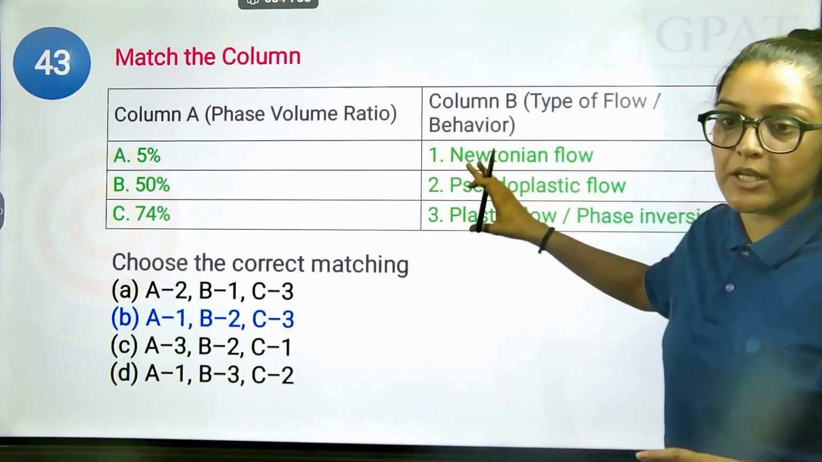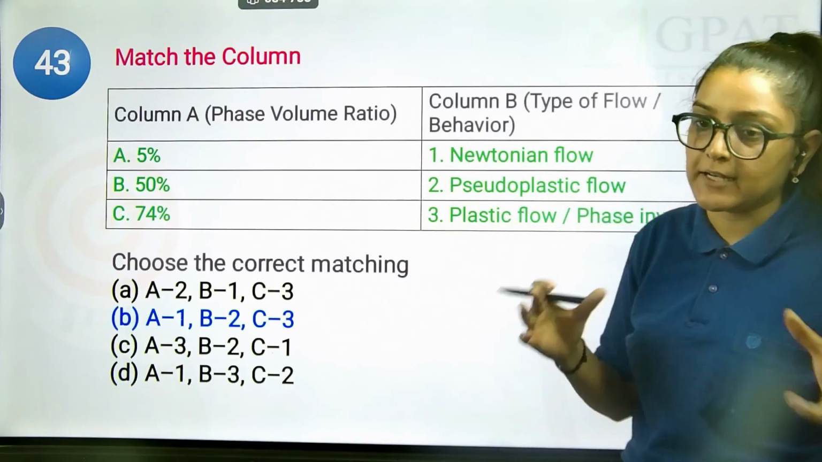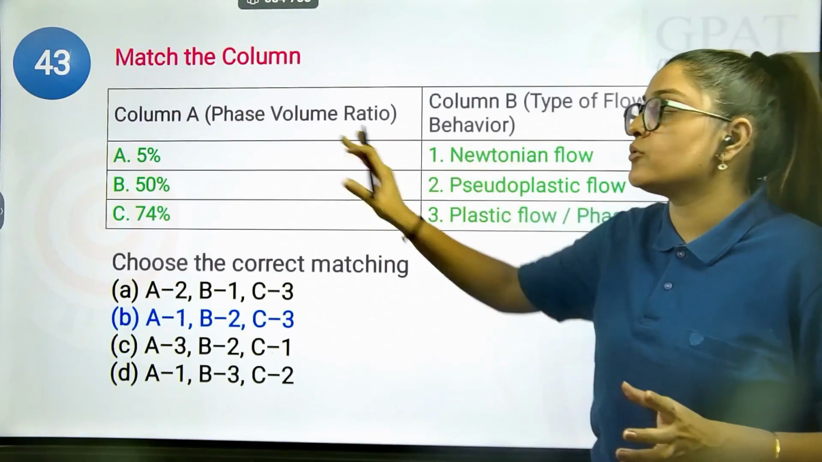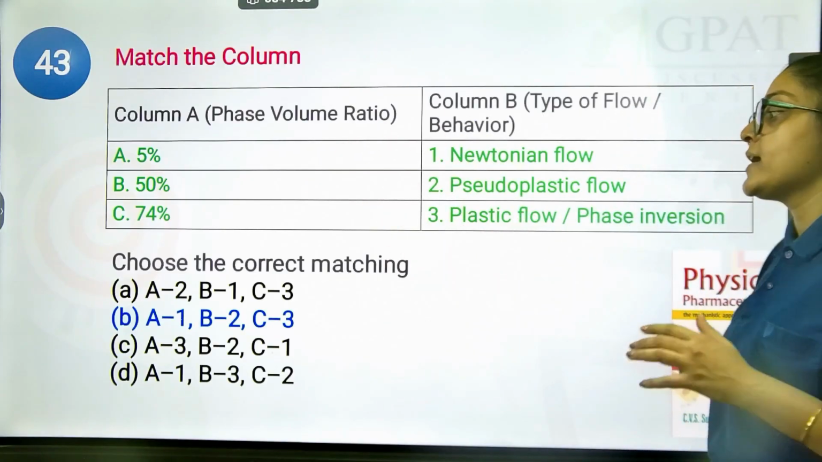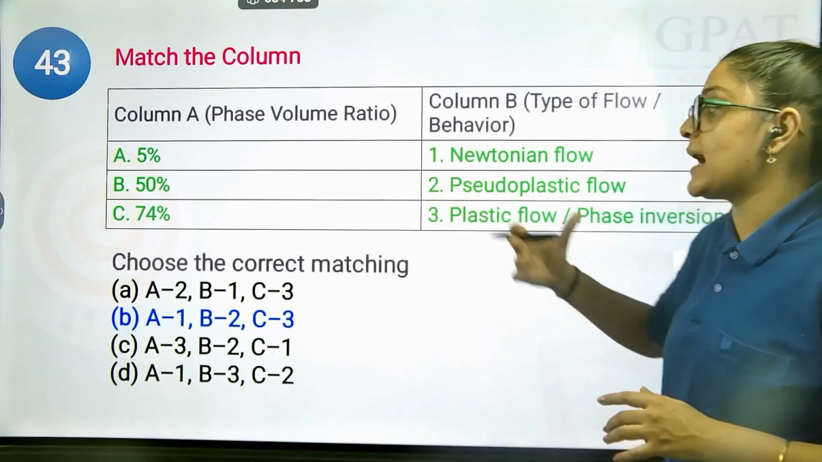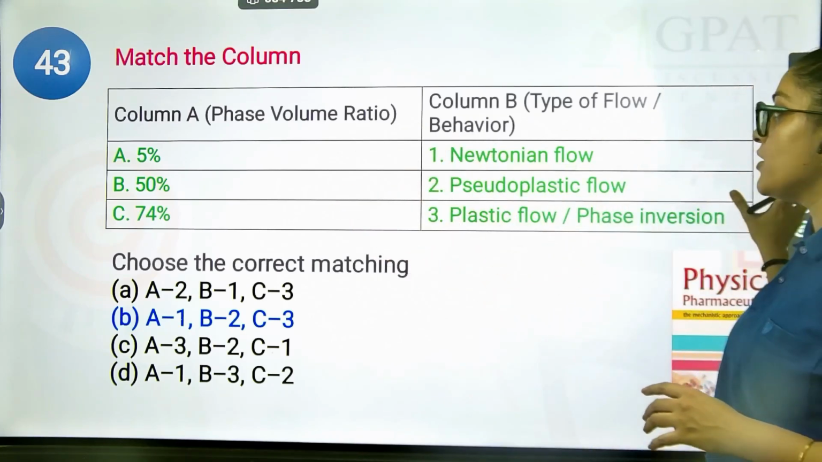5 will be for the Newtonian system, whereby the rate of shear and shearing stress are both directly proportional. That would be possible only at a lower percentage of the phase volume, right? Then for the 50%, that will be the pseudoplastic system. Then for the 74, it will be the plastic system.